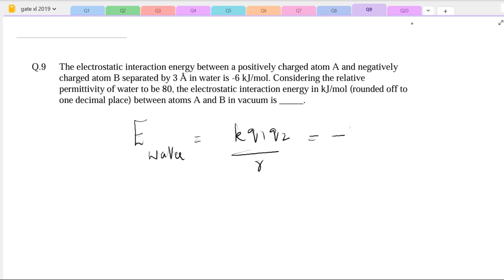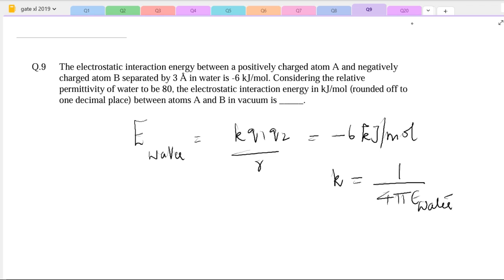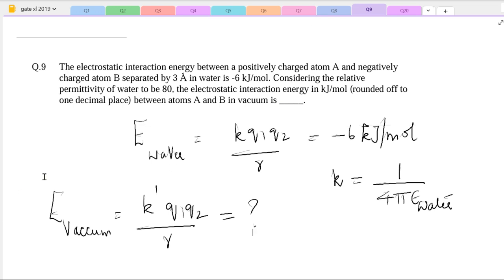So this is equal to minus 6 kilojoule per mole. This is for water. And K is equal to 1 by 4 pi epsilon water, where epsilon is the permittivity. Now let's write the expression for vacuum. E vacuum is equal to K prime times Q1 Q2 by R. The charges remain the same, and the distance is also the same. So that is what we need to find out.